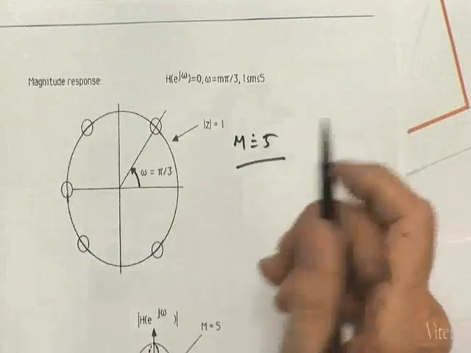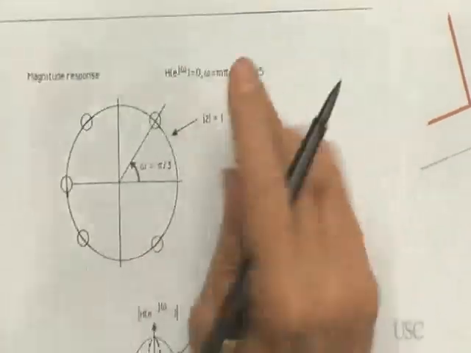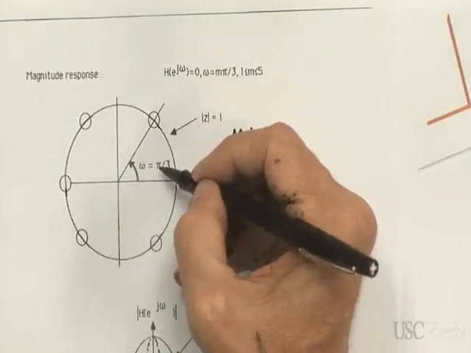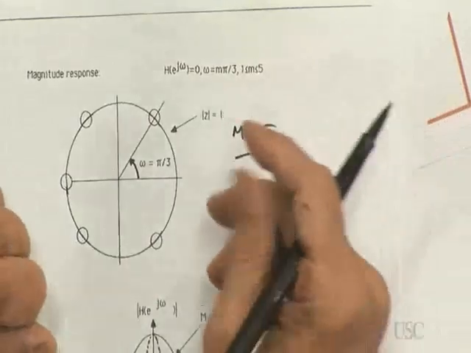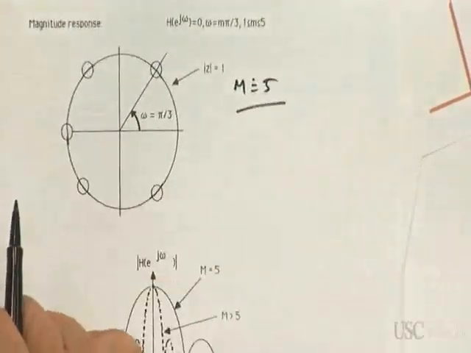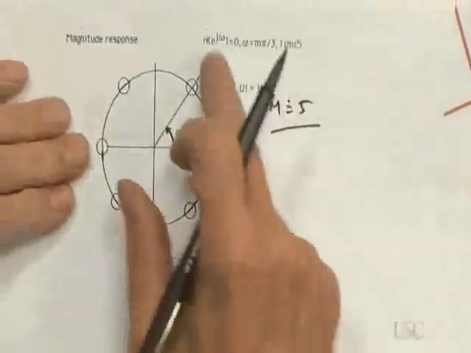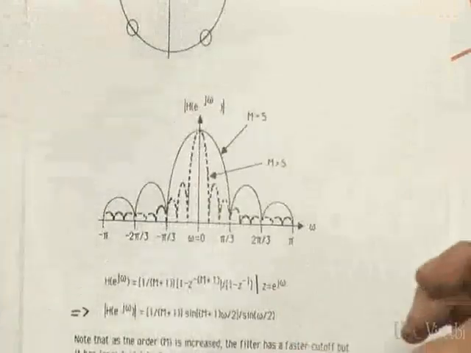So if M were 5, you get these zeros equally spaced along the unit circle, and you can exactly compute what this angle omega is. It's pi over 3. That follows from the H of z form that I just wrote down. So this is what the pole-zero plot would look like for M equal 5.